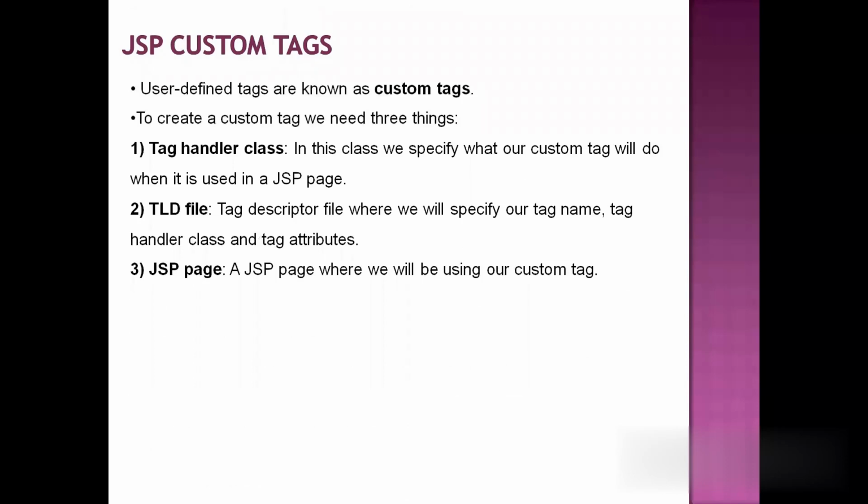First of all, to create a custom tag, we need 3 things. One is the tag handler class, the tag TLD file, TLD means tag library descriptor file, and the JSP page. Okay, so the tag handler class. The meaning of this tag handler class is, in this class, we will specify what our custom tag will do when it is used in a JSP page.